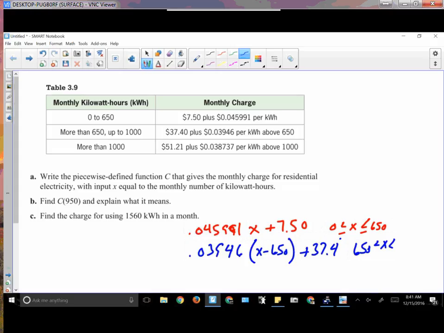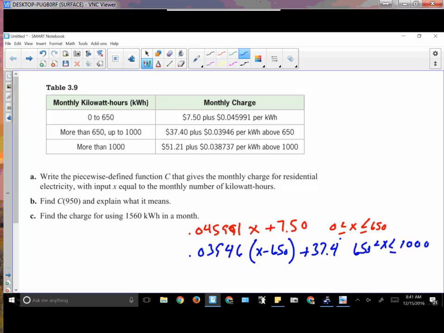So back to here, and I've got 1,000. So if I take a look at this, is that 51.21 probably what I would pay if I used 1,000 kilowatts? Based on the information that I have been given, would that be, or wouldn't it be? Should it be? I would like to think so.